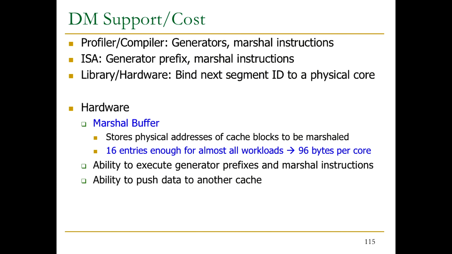And it needs to have the ability to execute these new instructions. It also needs to have the ability to push data to another cache, which is really interesting. It doesn't exist today. You can pull data from other caches, but you cannot push data to some other core's cache. It changes some things. But it's not hard to add, of course. If you're an architect, it's not. You need to be able to add this into the system.